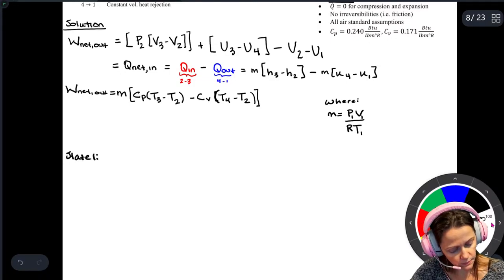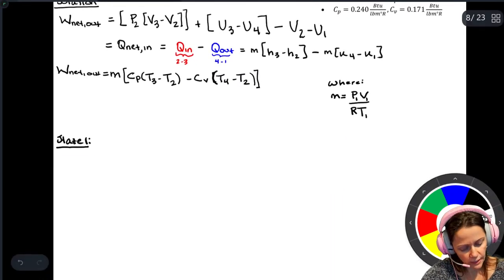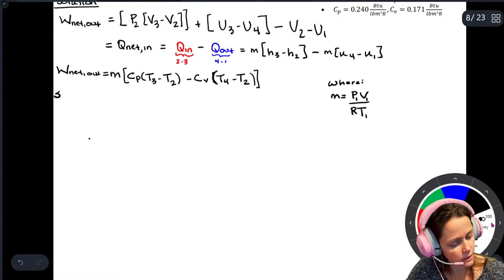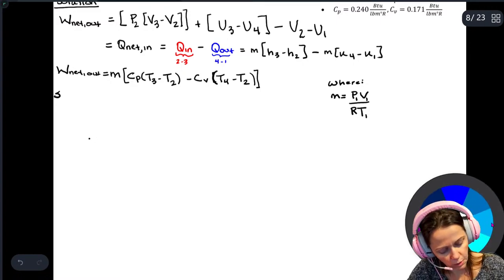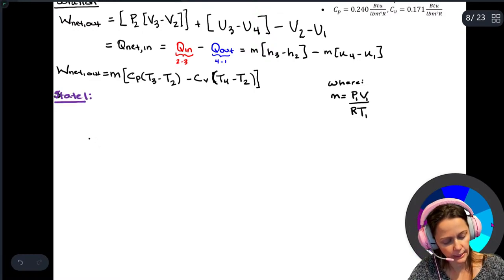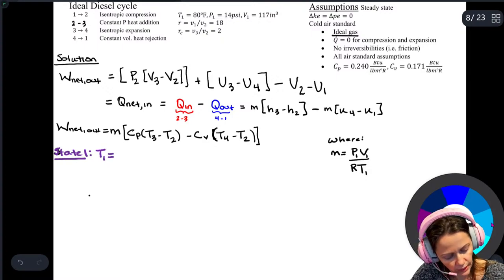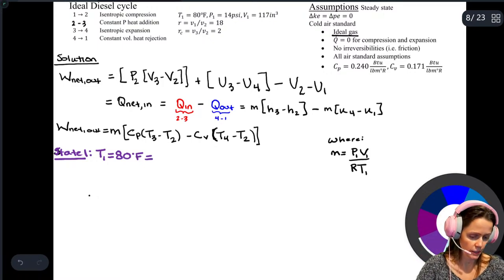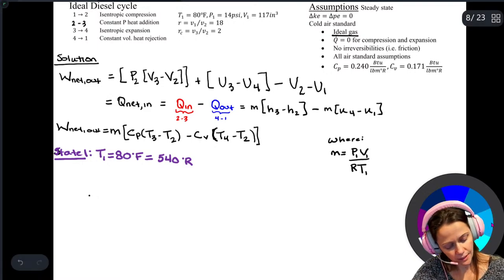So state 1. And I know I've got another thing to calculate. I need the mean effective pressure. I'm going to get to that shortly. Actually, I'll go ahead and sub here. Put it in purple. So state 1, I'd like to put all this stuff in Rankine. So instead of writing that T1 is 80 degrees Fahrenheit, it is, but I'm also going to put it in terms of degrees Rankine. So 80 plus 460 would be 540 degrees Rankine. And that's kind of it. That's all I need.